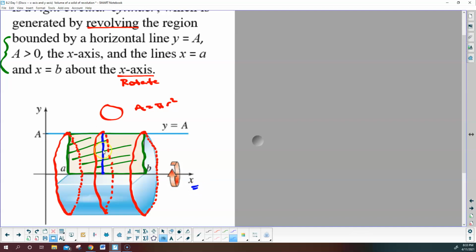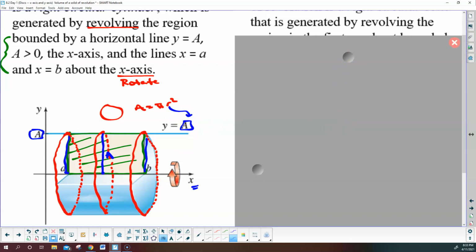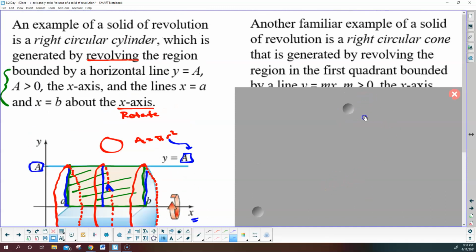The radius is always from the x-axis up whenever you're rotating about the x-axis. So whatever this equation was, which is y equals a, all of these radii here will have the same output. So this is a very friendly function. Your radius here is just a. Okay, let's look at another one. Again, we're just looking at visualizing this.